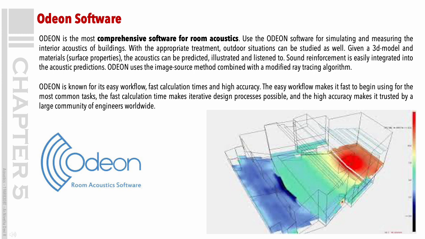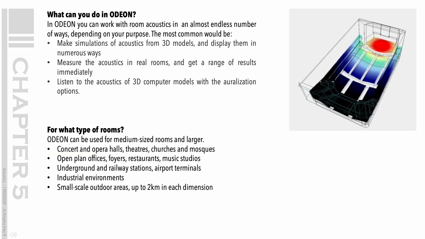Odeon uses the image source method combined with a modified ray tracing algorithm. Odeon is known for its easy workflow, fast calculation times and high accuracy. The easy workflow makes it fast to begin using for the most common tasks. The fast calculation time makes iterative design processes possible, and the high accuracy makes it trusted by a large community of engineers worldwide. What can you do in Odeon?